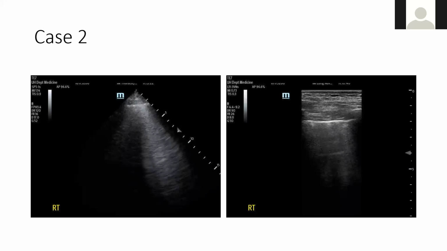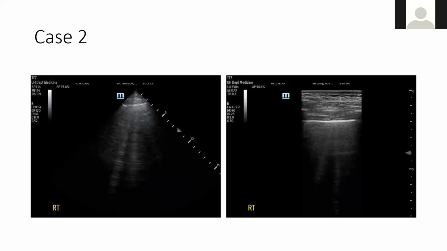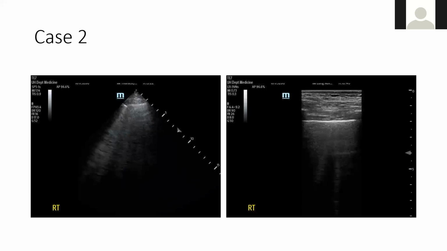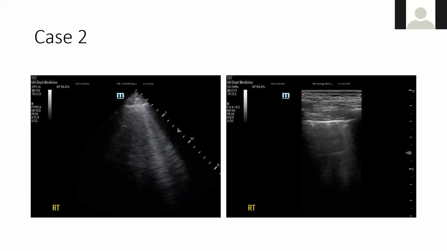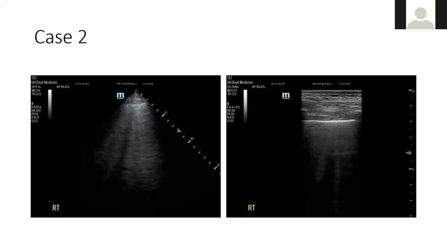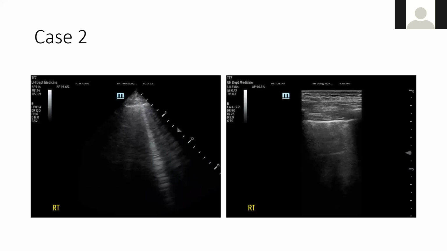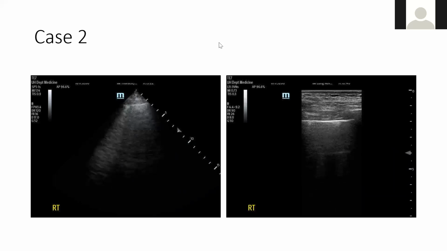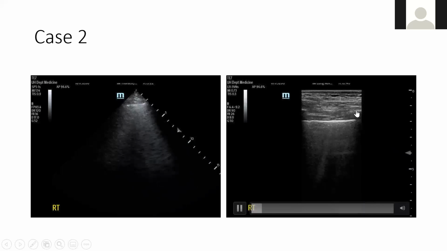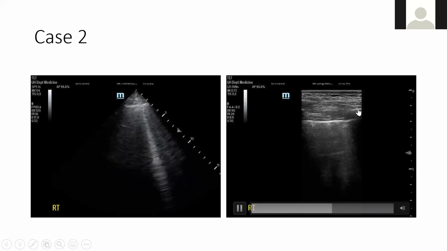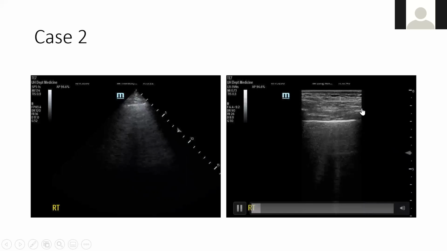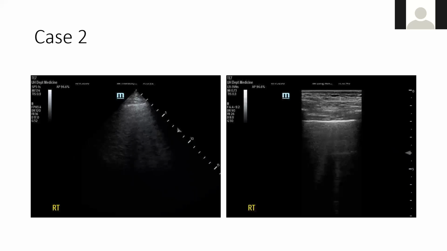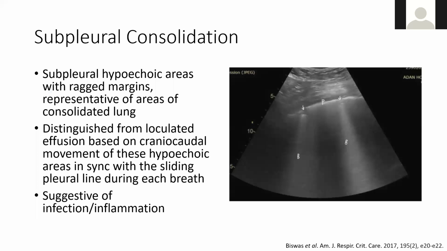The other thing I wanted to highlight here is that you can see pleural irregularities with heterogeneous pleural edema. So as you can see, there's a bit more of a fragmented pleural line seen where the B lines are arising from. And then it may be a bit harder if you're not familiar with it, but there are areas of subpleural consolidation seen as well, which I'm going to speak about in a bit more detail.